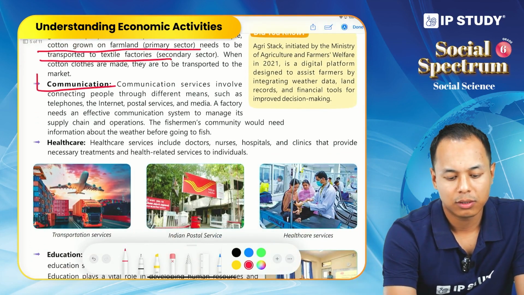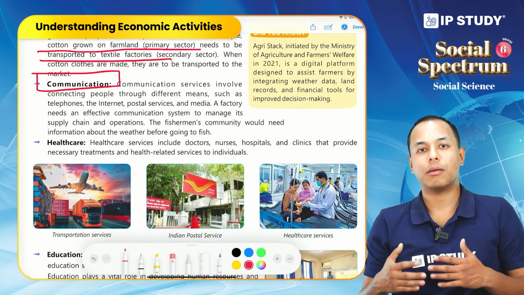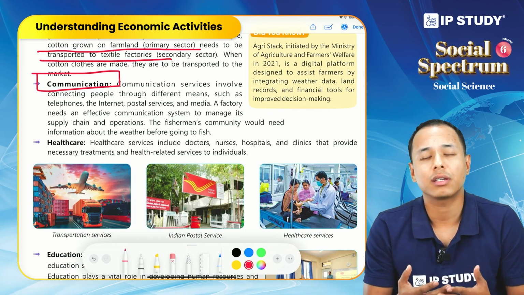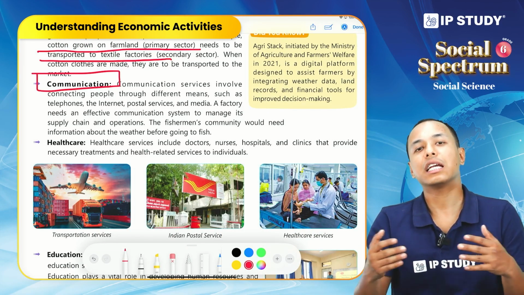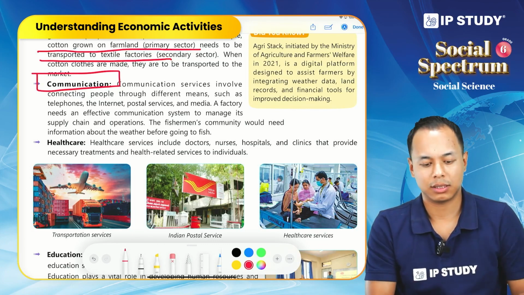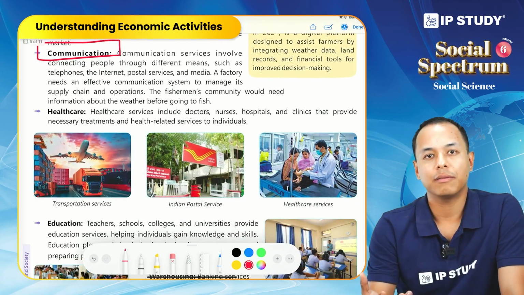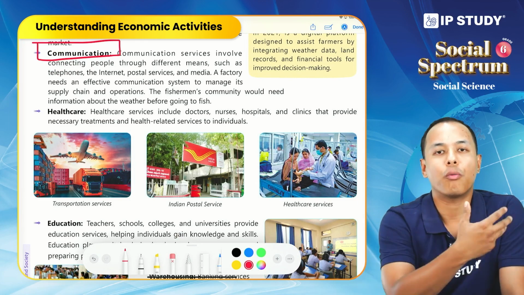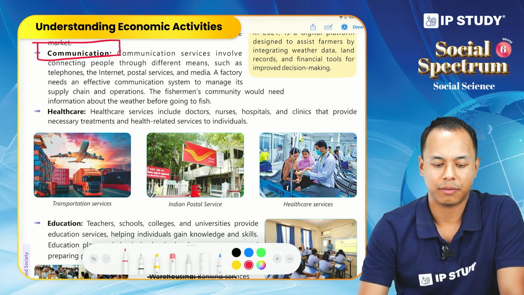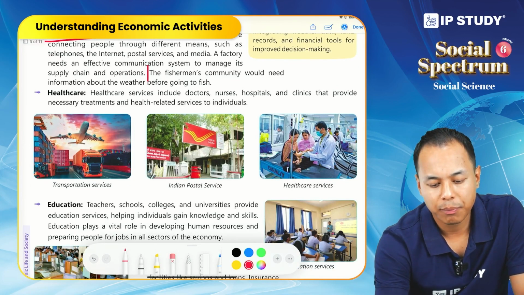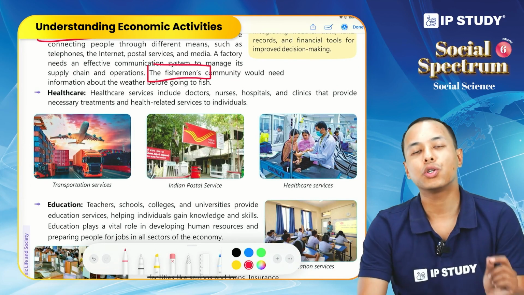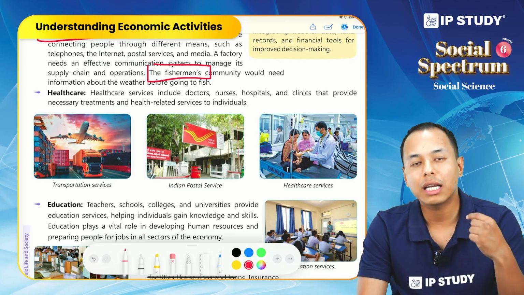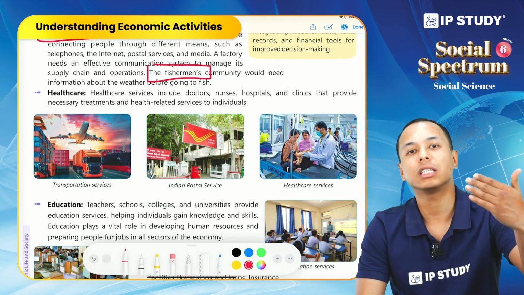Communication. Not just transportation, we also have to be able to communicate properly. Communication services connect people or different sectors. For example, a factory requires communication to know how its operations and logistics are functioning. At the same time, communities like fishermen should know the weather condition. They should be able to get information about the weather before they sail out for fishing.